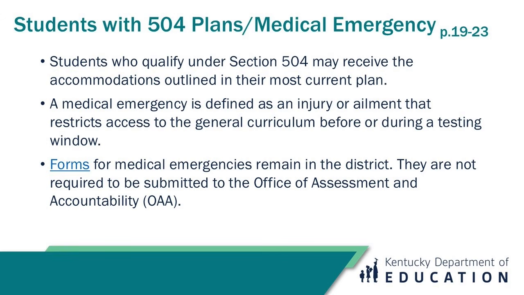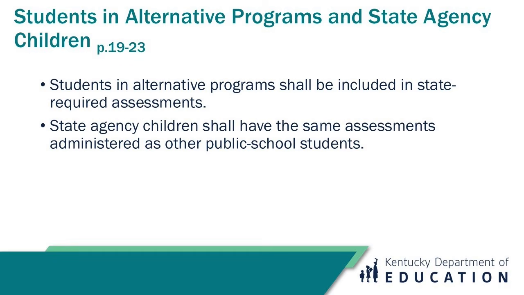Section 4 of the Inclusion of Special Populations Regulation focuses on students who receive services through an alternative program. This section also talks about the requirements of state agency children. This information can be found on pages 23 through 24 of the regulation document. Students attending programs classified as alternative programs shall be included in the overall accountability program system.